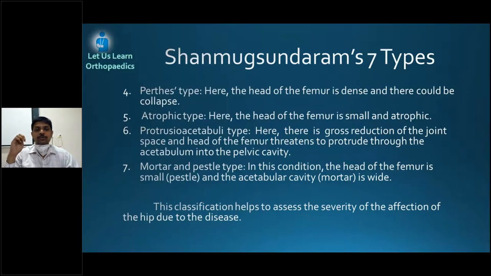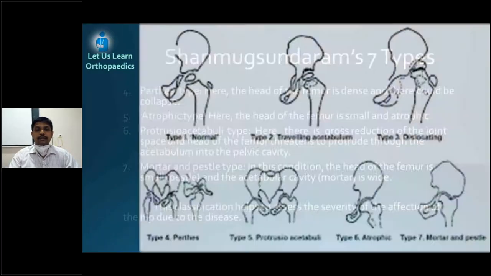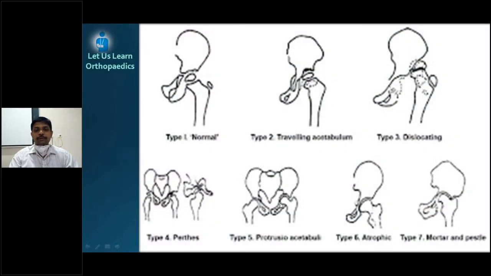And the sixth one is protrusio acetabuli type. Here, there is gross destruction of the joint space and the head of the femur threatens to protrude through the acetabulum into the pelvic cavity. If you see the diagram here, the protrusion type, the medial wall is breached and the head is protruding into the lesser pelvic cavity. It is called protrusion. That is called the protruding type.